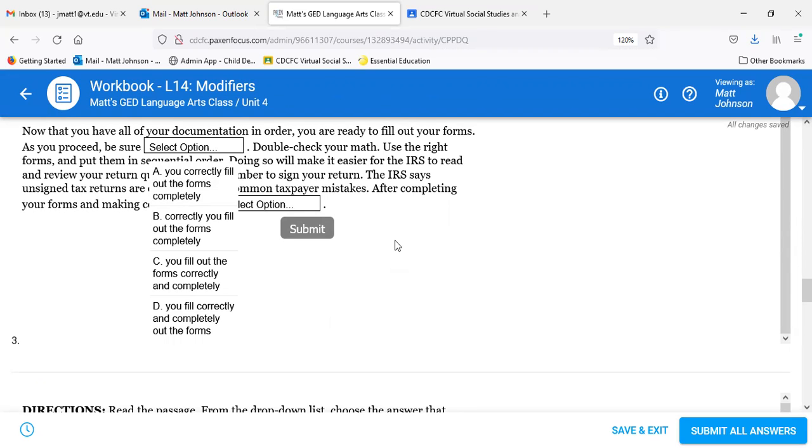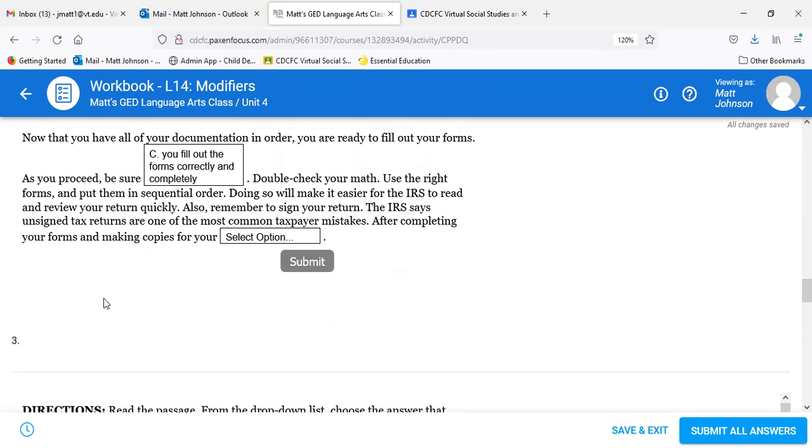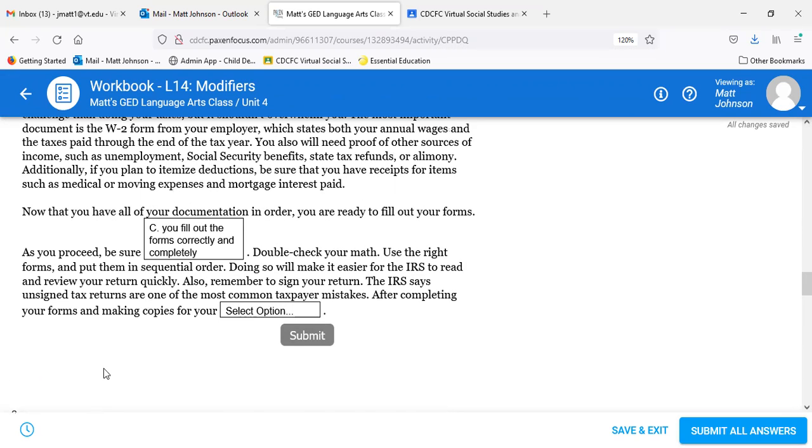C. C, right? There we're using what they're talking about with adverbs, right? You is the object, fill is the verb, out the forms correctly and completely. So that comes after the verb. C. So as you proceed, be sure you fill out the forms correctly and completely.